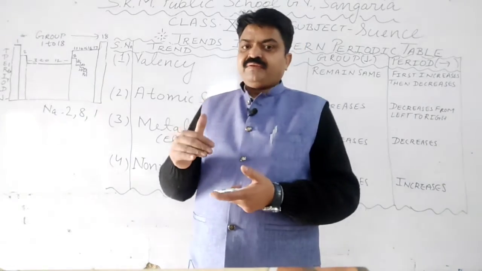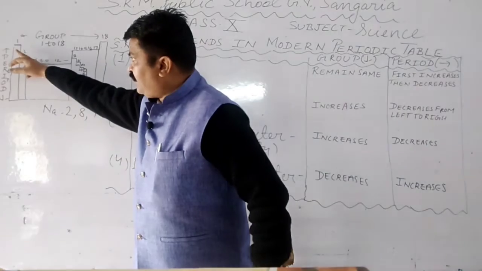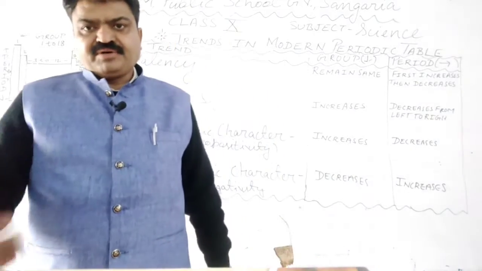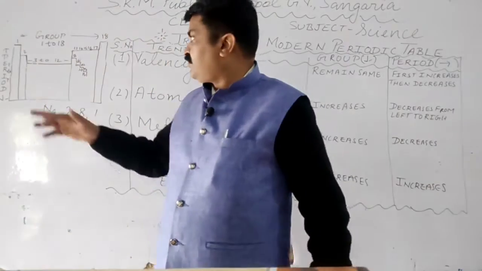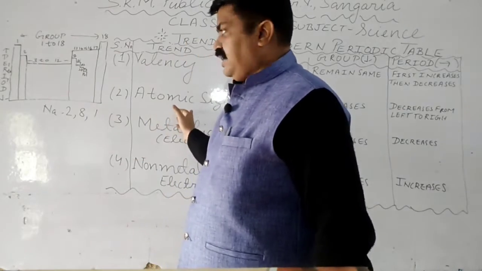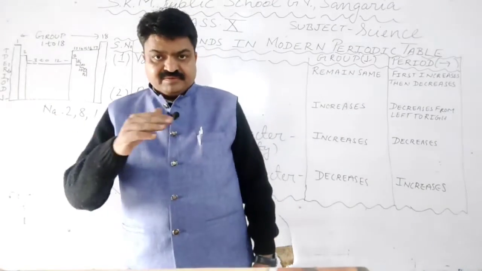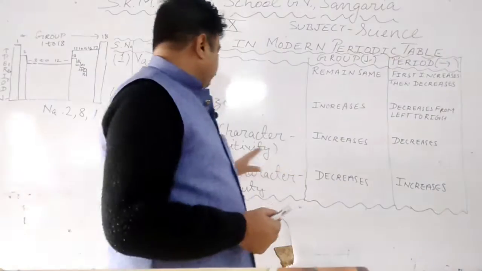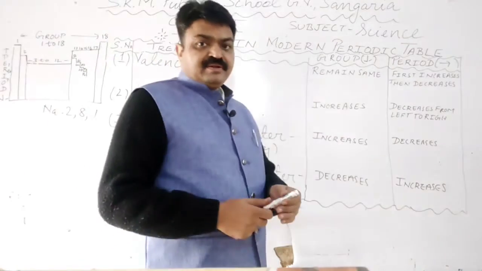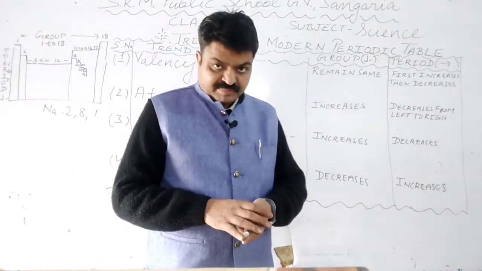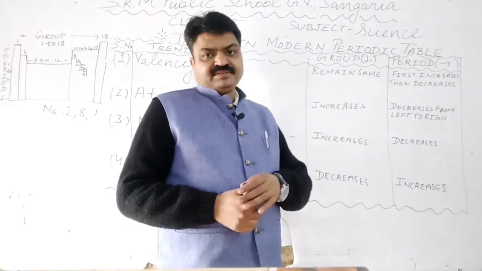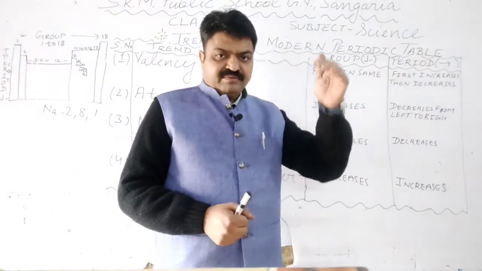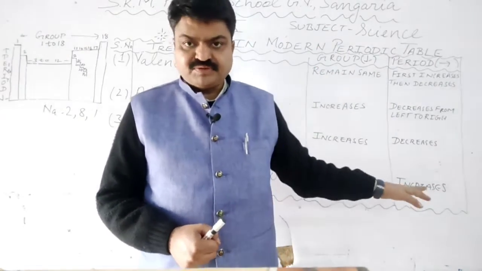Means when we come from up to down, like here is hydrogen, and after hydrogen there is lithium, sodium, potassium, and their atomic size is increased when we observe them from up to down. Like this, their metallic character, means their electron losing capacity, is also increased, means their electropositivity is increased when we come from up to down in the group, student.